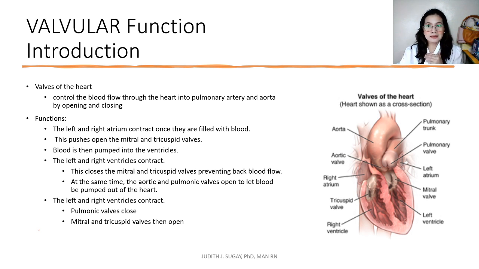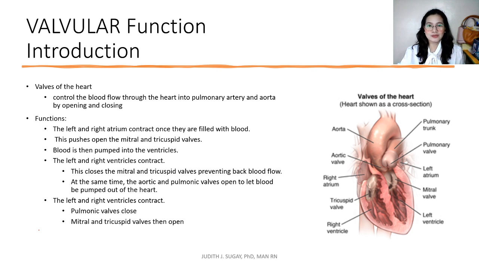Going back, the mitral and tricuspid valves then open to allow forward blood flow within the heart to fill the ventricles again. To continue, the left and right ventricles contract, and this will close the mitral and tricuspid valves, which prevents back blood flow. At the same time, the aortic and pulmonic valves open to let the blood be pumped out of the heart.